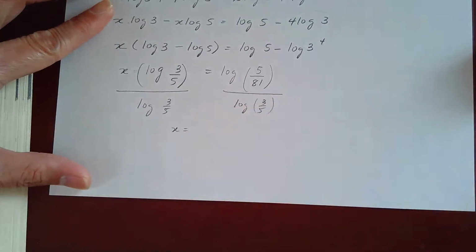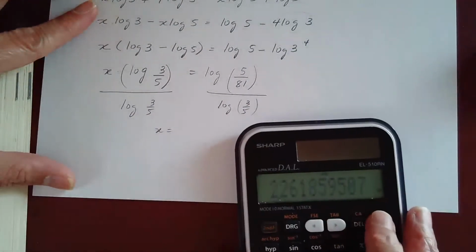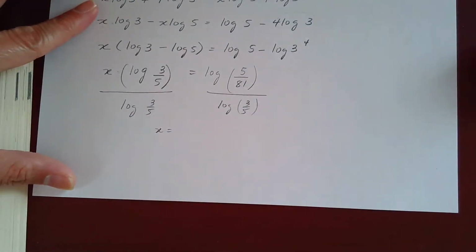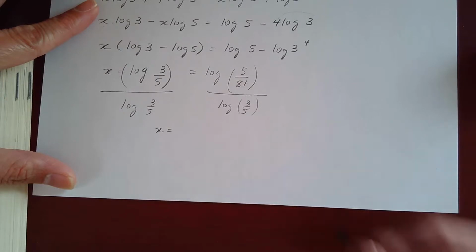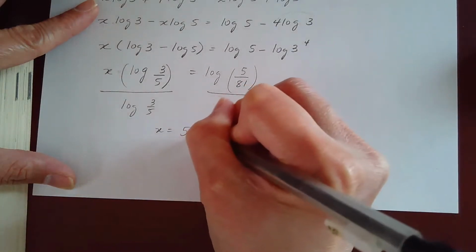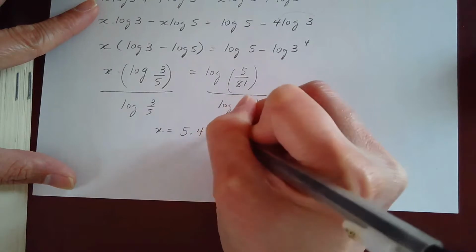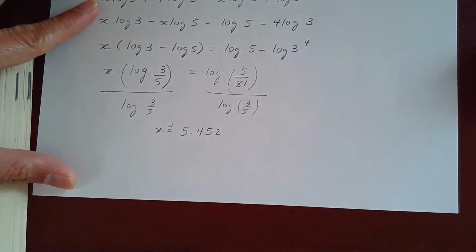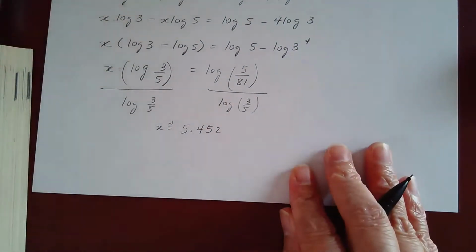So x equals log of 5 divided by 81, divided by log of 3 divided by 5. And I got 5.452, approximately 5.542.